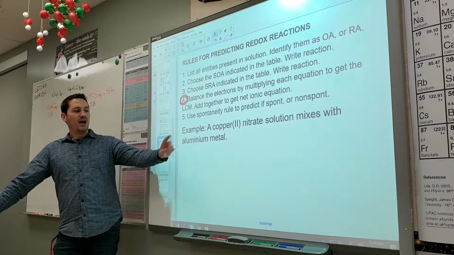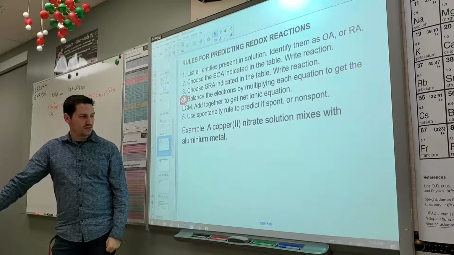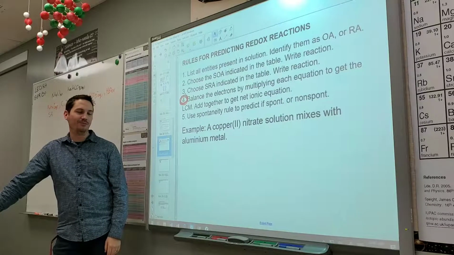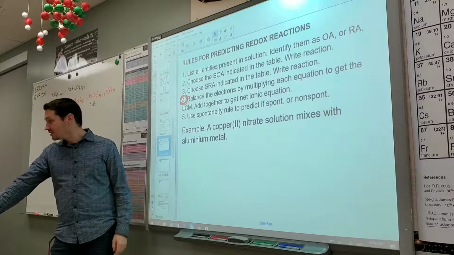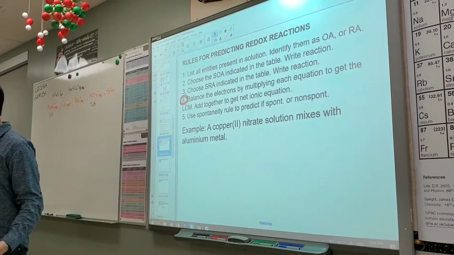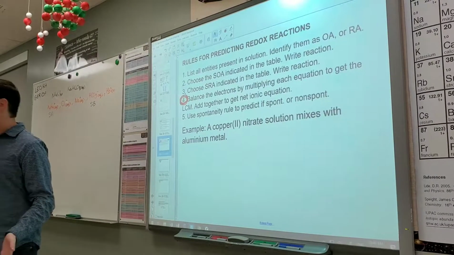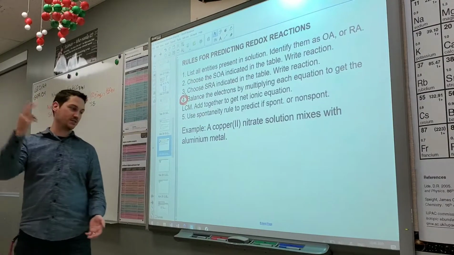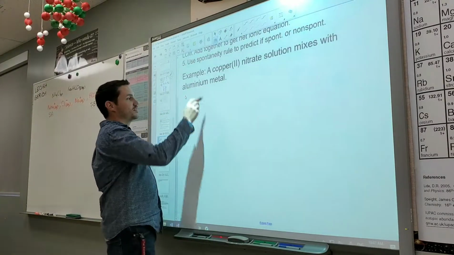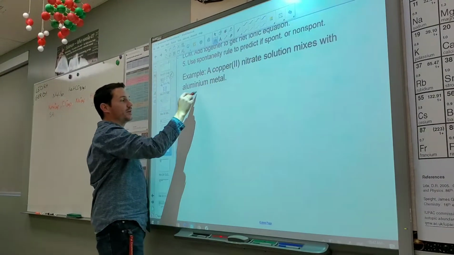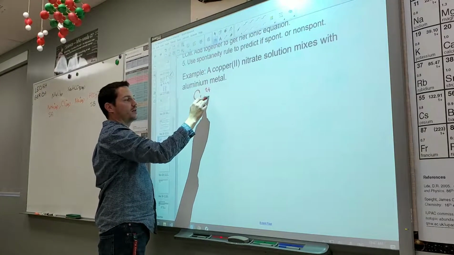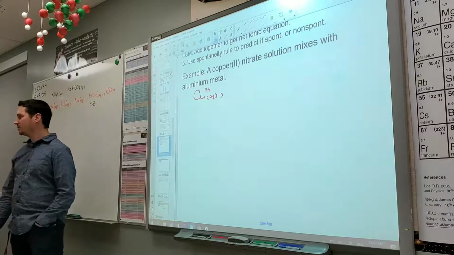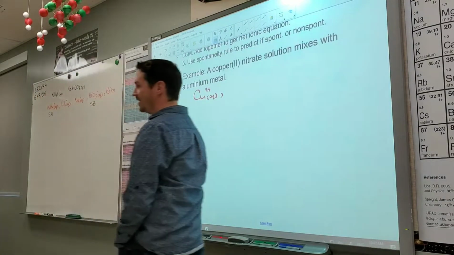Let's try this out. A copper 2 nitrate solution mixes with aluminium metal. Copper 2 nitrate: when I put copper 2 nitrate in water, what are we going to get? We're going to get Cu2+. So from copper 2 nitrate, we get copper 2 plus ions. What else do we get when we put copper 2 nitrate in water? Possibly we get nitrate.